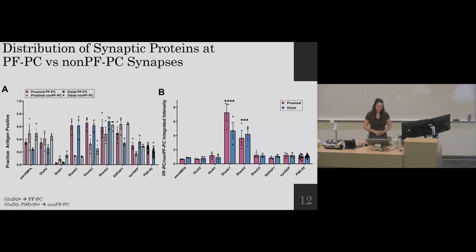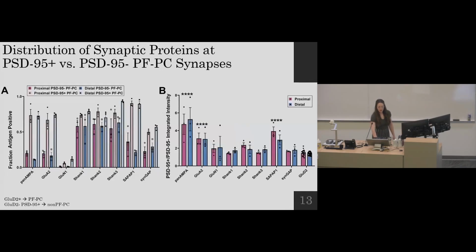And in this graph, a two-way ANOVA showed significant differences between antigens, but not between the proximal versus distal regions of the molecular layer. And post-hoc testing showed that SHANK1 and SHANK2 had a significantly higher ratio compared to the other antigens, indicating that they were both brighter at parallel fiber to Purkinje cell synapses than non-parallel fiber to Purkinje cell synapses.